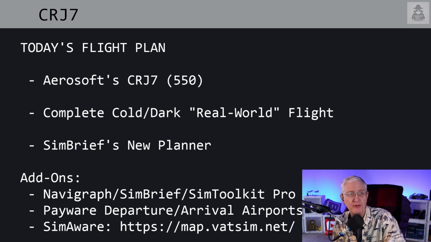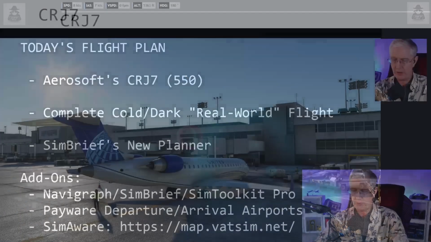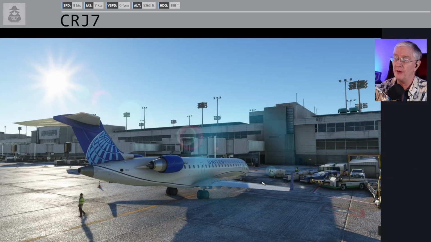Add-ons that I'm using for the flight: Navigraph, SimBrief, SimToolkit Pro, payware airports for the departure. There's also a freeware that I have for Bozeman. Now we're going to Bozeman, Montana, where they've got winter storm warnings and like 5 inches of snow, maybe even a foot in some areas. I'm also going to use FlightAware and also SimAware on this airplane. All right, so let's go ahead and just jump right in.